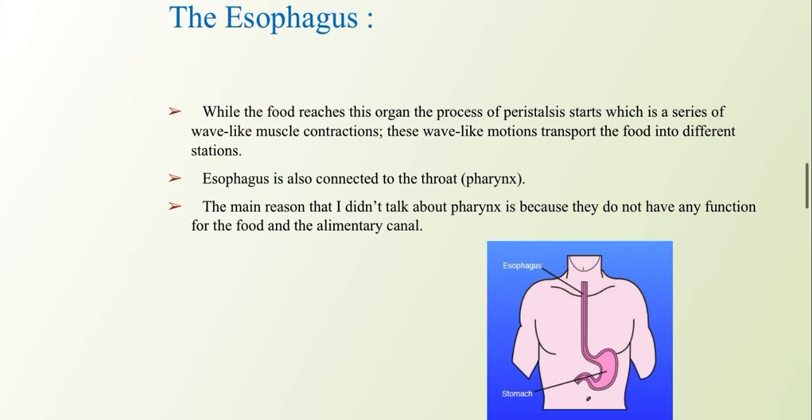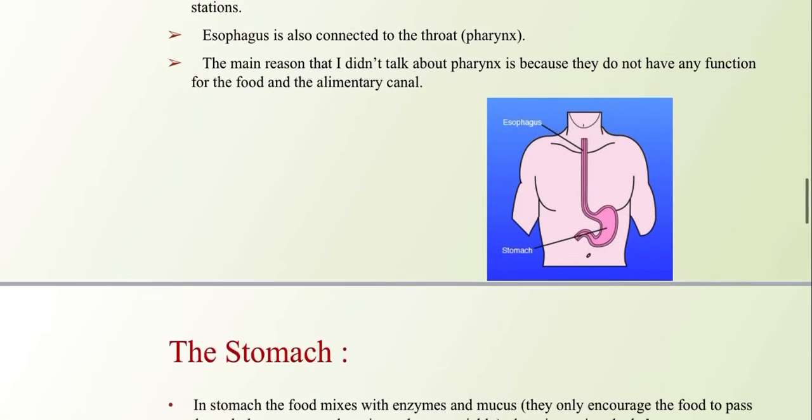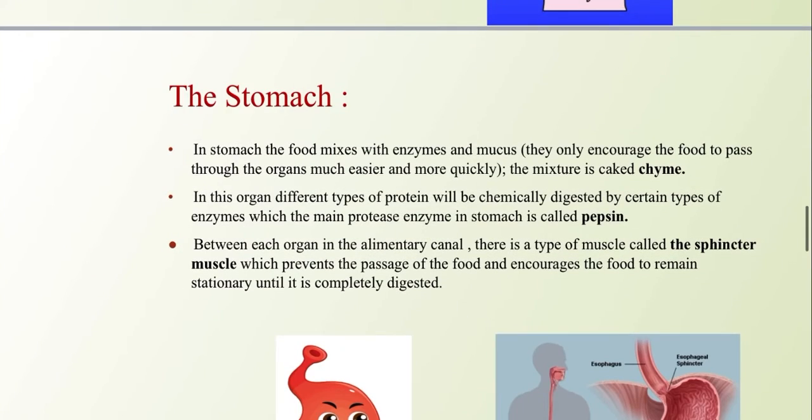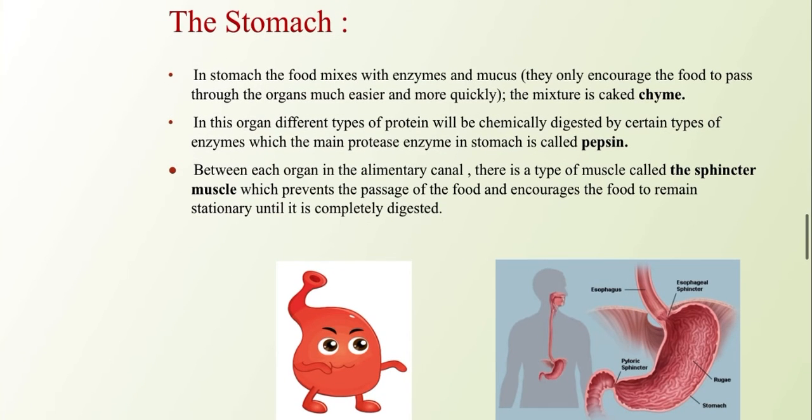So as you can see in the picture, as the food passes from the mouth, it is going to enter the pharynx, and then it's going to pass between our lungs, through the main organ between our lungs, which is called the esophagus, and then reach the stomach that we are going to talk about just now. So we reach the stomach.